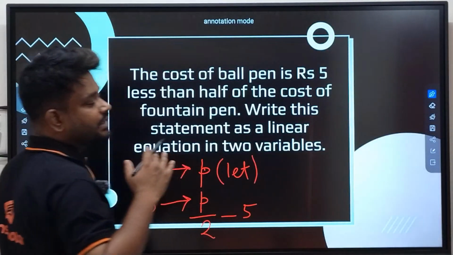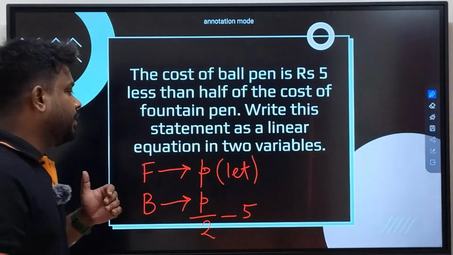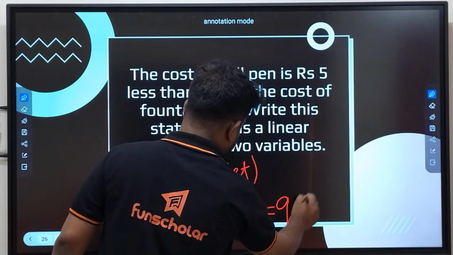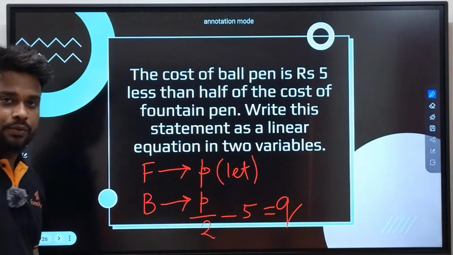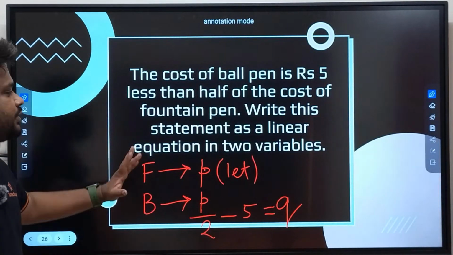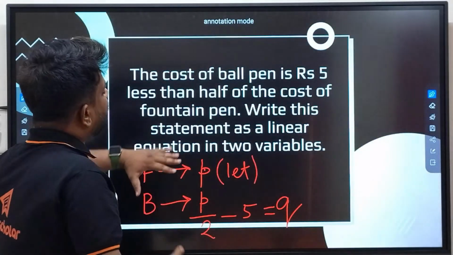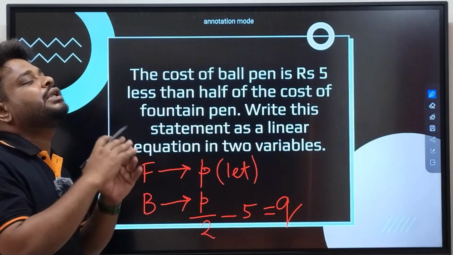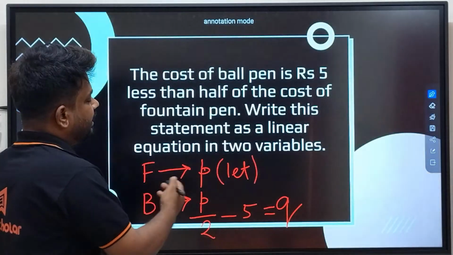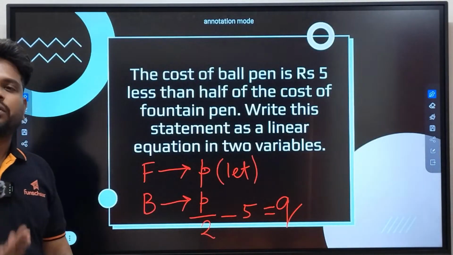So it is the representation in a linear equation in one variable. But if I think that the cost of a ball pen is Q, I can just simply write it like this. So this is another example of how easily you can transform a linear equation in one variable to a linear equation in two variables, just by writing it in a similar form.